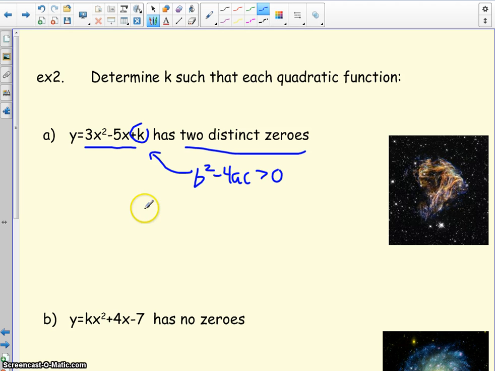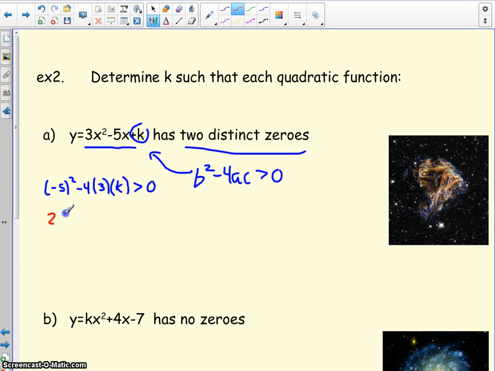So let's just set it up first. If I'm taking my discriminant, I'm going to have negative 5 squared minus 4. My a value is 3. In this case, my c value is just k. And again, since I need to have 2 distinct zeros, this whole thing has to be greater than 0. So that's now the equation I have to solve. Now it is an inequality, but we've seen how to solve inequalities back at the start of the semester. So let's just simplify as much as we can first.